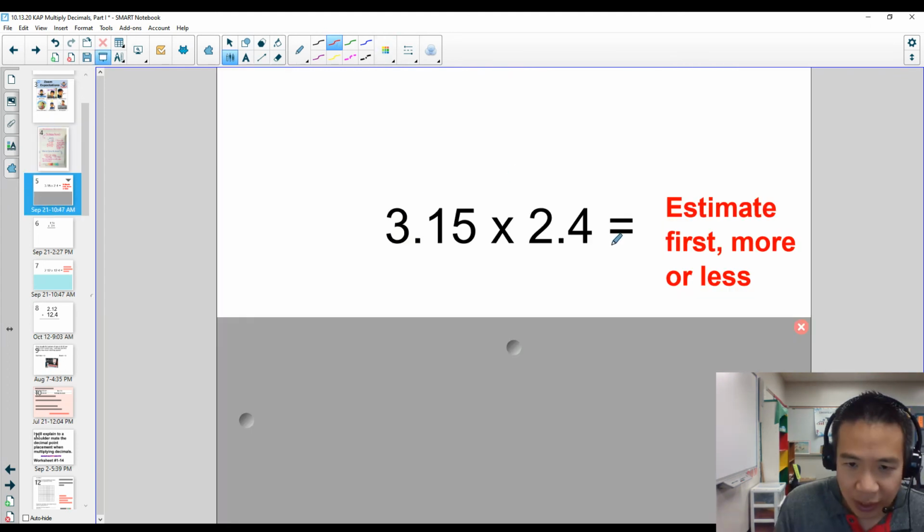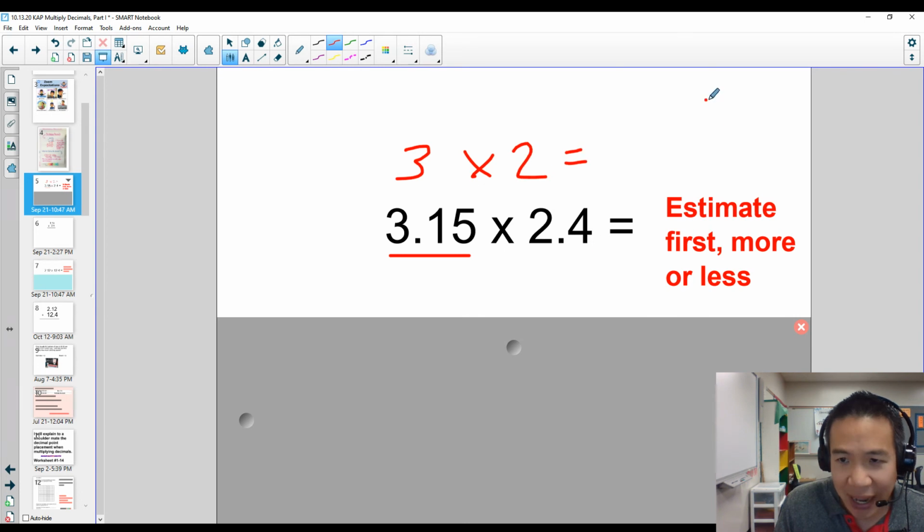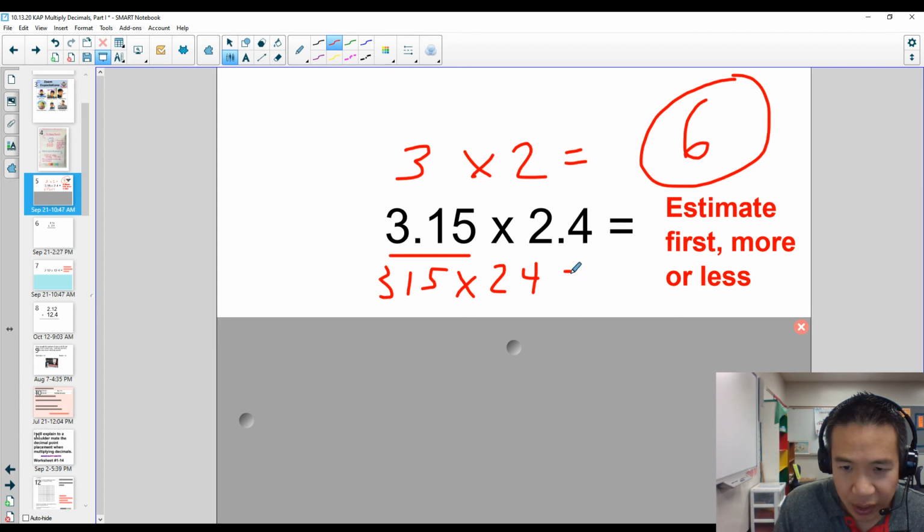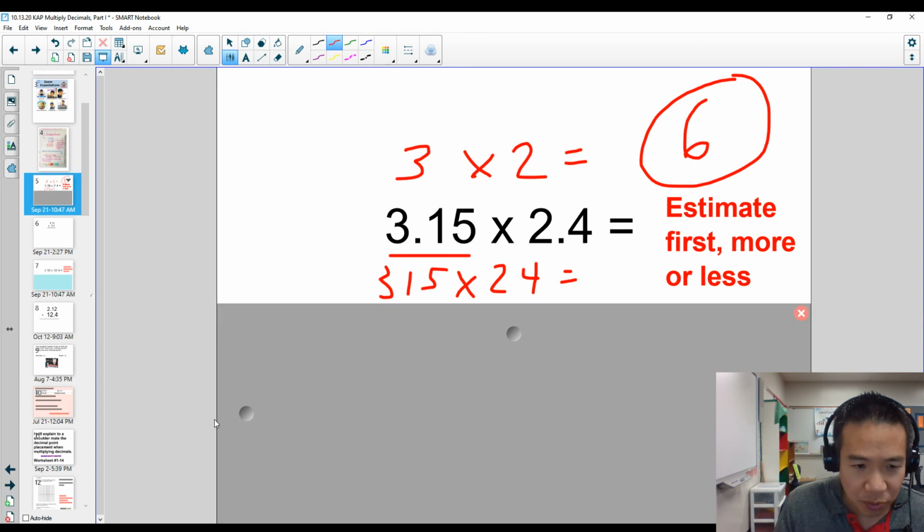So let's estimate first. What is this close to? 3. If I had to estimate 2 and 4 tenths, it is 2. So I estimate the answer would be about 6. So if I take away these decimal points, what two whole numbers do you see? 315 times 24.